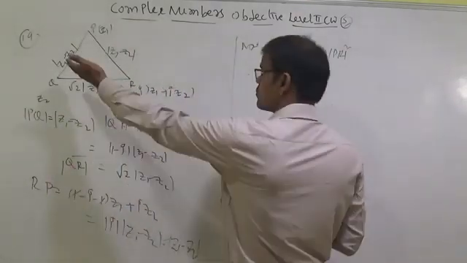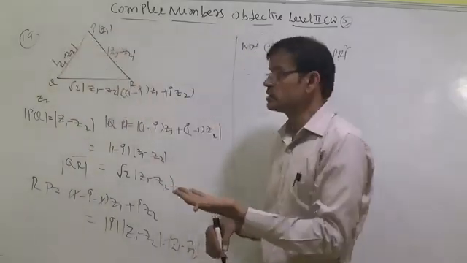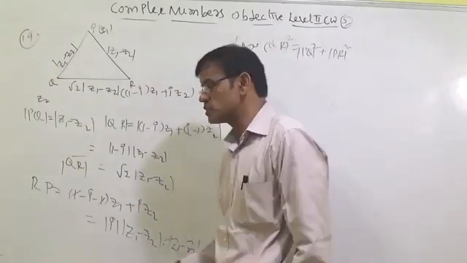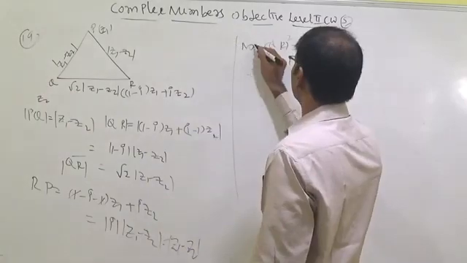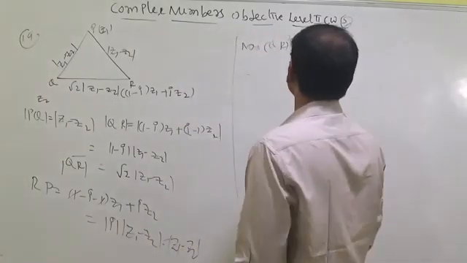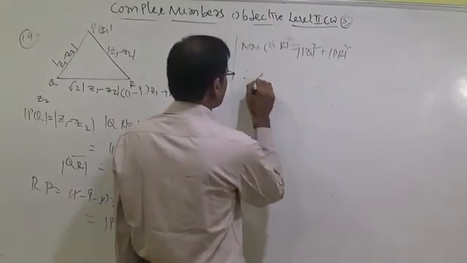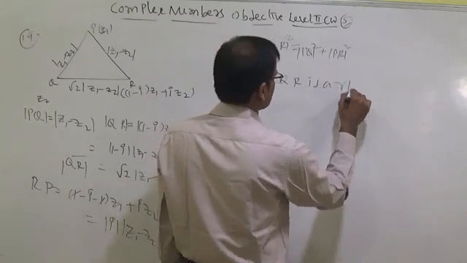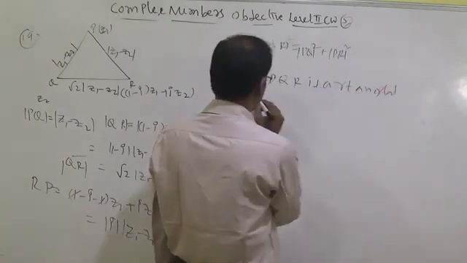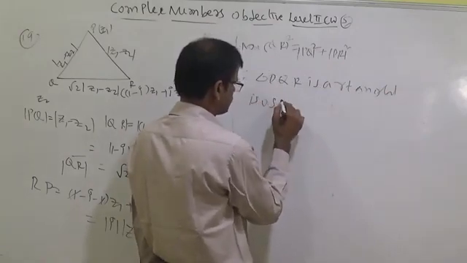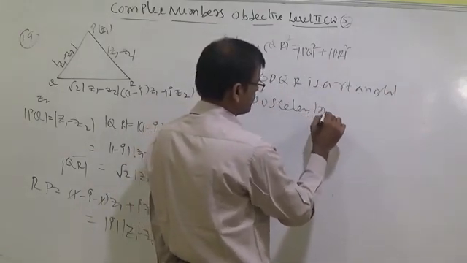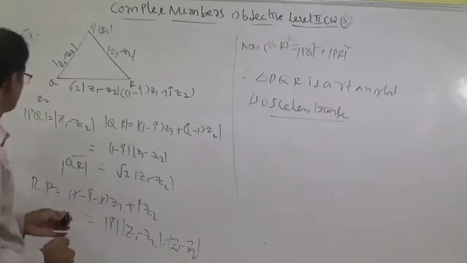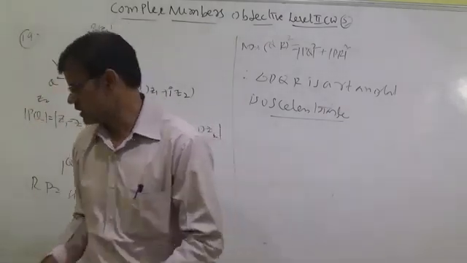So modulus of Z1 minus Z2 whole square plus modulus of Z1 minus Z2 whole square is equal to 2 into modulus of Z1 minus Z2 whole square. This is also 2 into modulus of Z1 minus Z2 whole square. So we proved that modulus of QR square is equal to PQ square plus PR square. Therefore, triangle PQR is a right angled isosceles triangle.